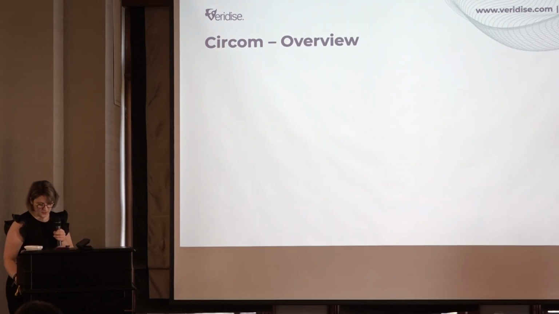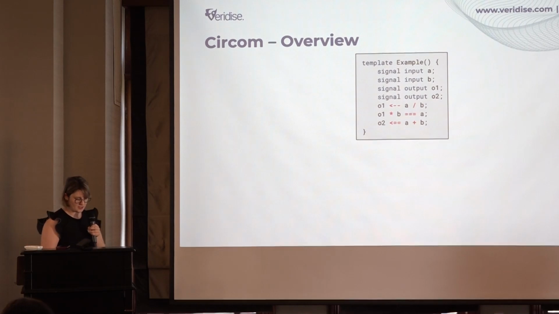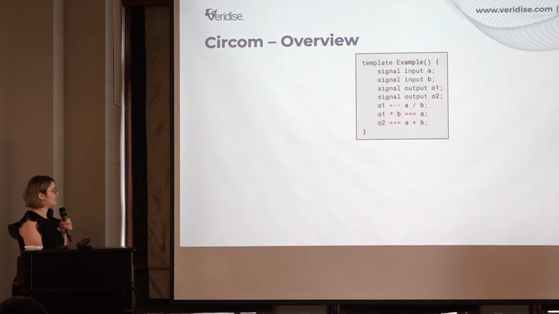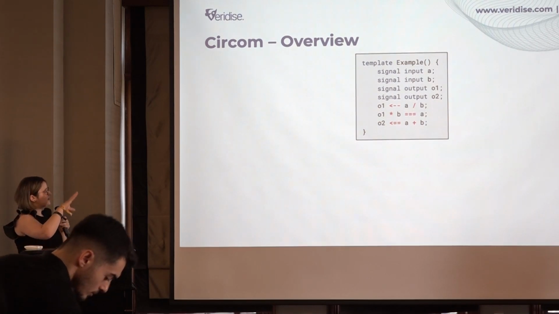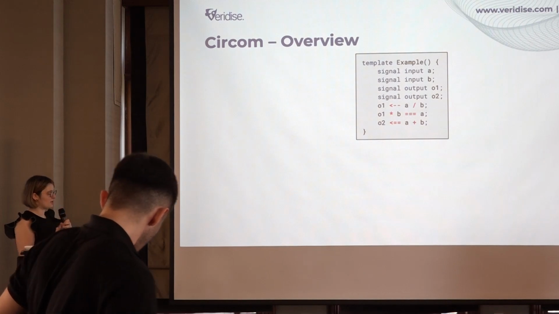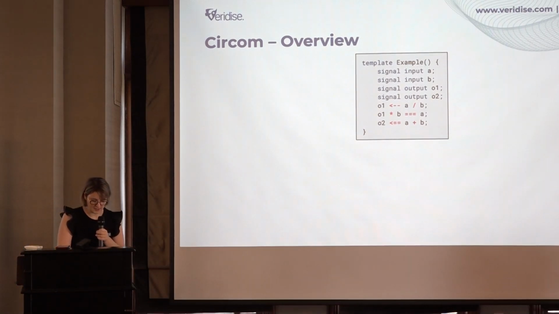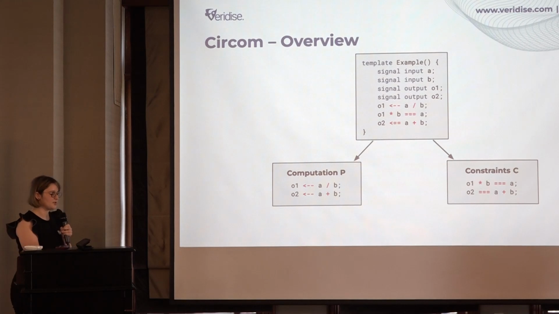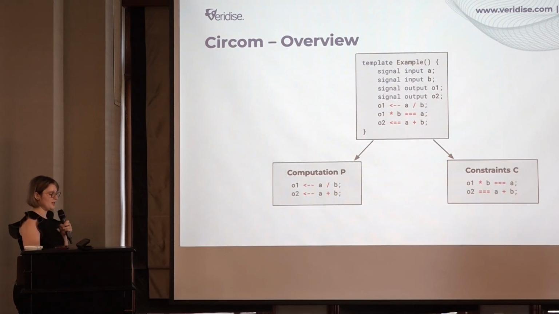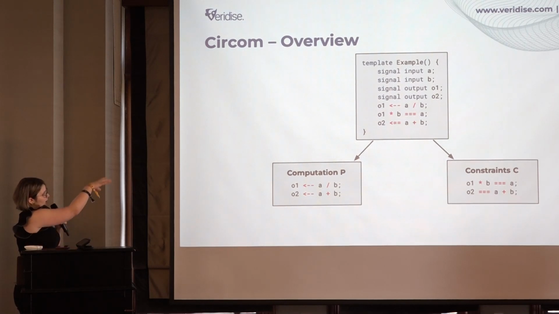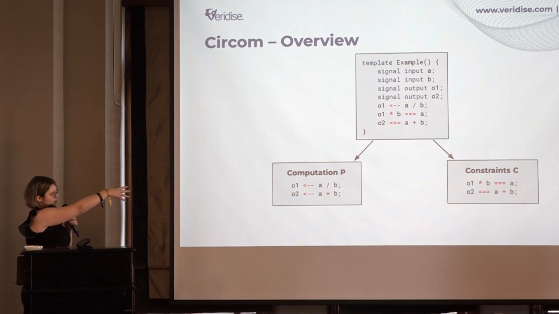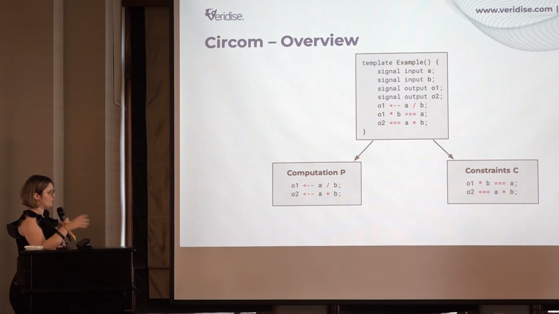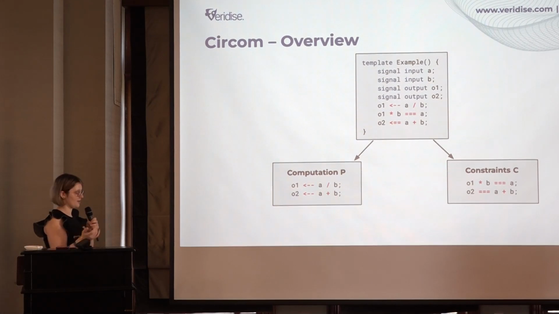Perfect. So we discussed this very simple Circom example, and now to understand how we can split the computation and the constraints part, let's have a look at this execution flow. So basically here you have the computation, which is assigning values to all the signals, basically computing the values for the signals, and the constraints on the other side, which will later be used by the verifier.